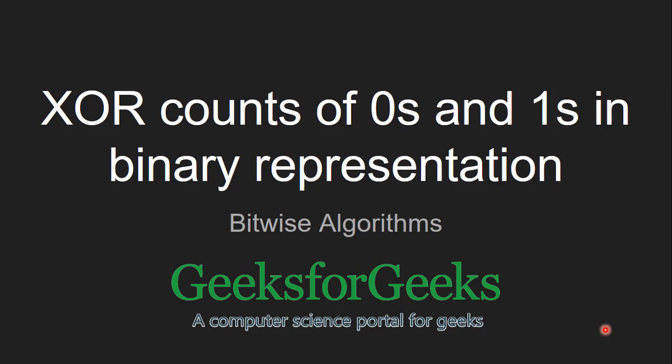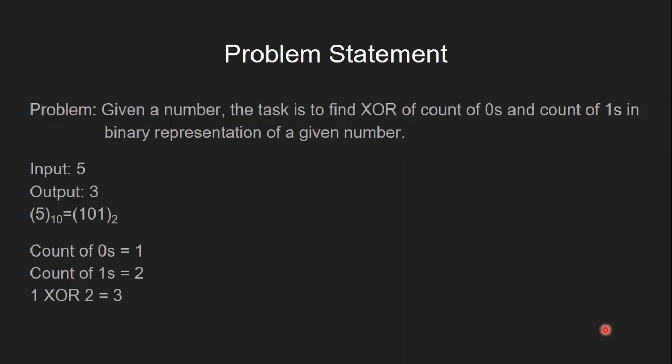Today we are going to see another problem, XOR counts for zeros and ones in binary representation. The problem statement is, given a number, the task is to find the XOR of the count of zeros and the count of ones in the binary representation of the given number. For example, if input is 5, the output is 3. If you look at the binary representation of 5, the count of 0 is 1 and the count of ones is 2. So 1 XOR 2 is 3.